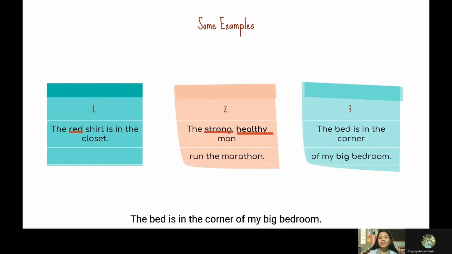Last, number 3. The bed is in the corner of my big bedroom. Here, the bulleted word is big, which defines the bedroom. The bedroom is big. So these examples are adjectives.